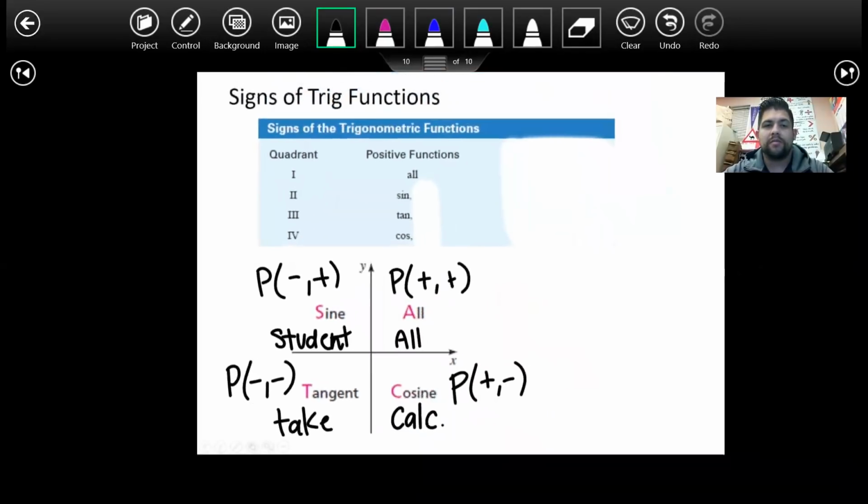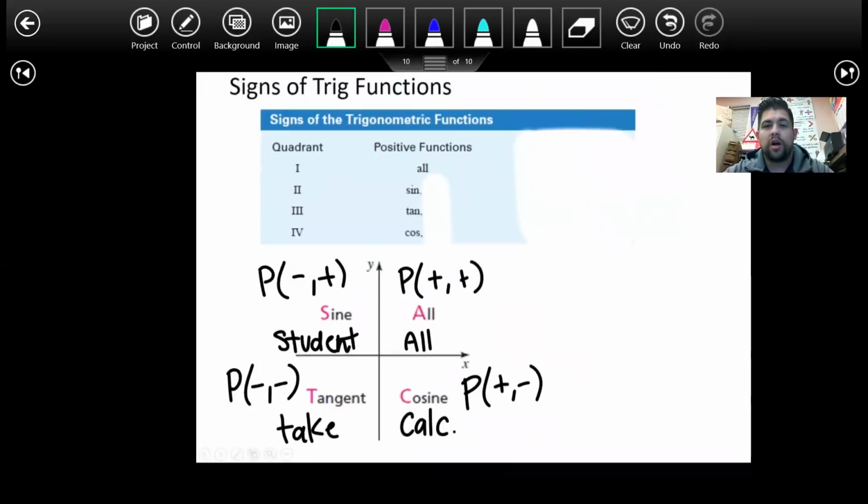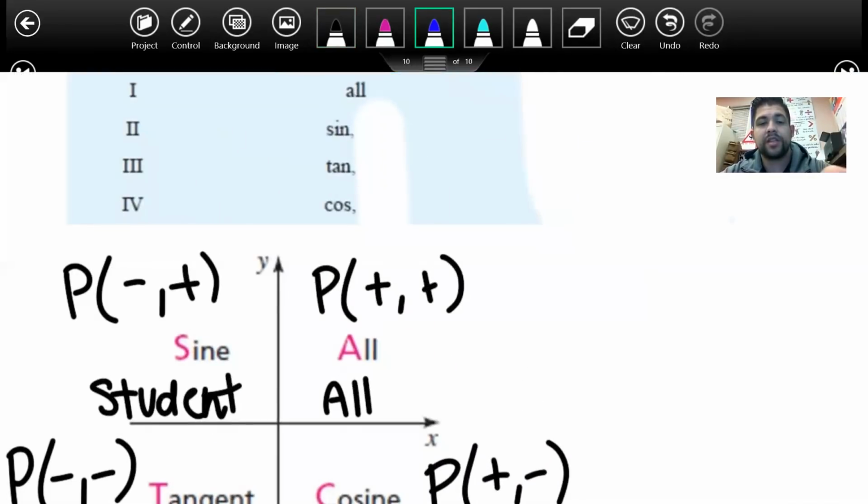But looking at how to identify these functions and whether they're positive or negative is associated with this: All Students Take Calculus. Or if you write out the coordinate points, you can identify, okay, this is going to be my cosine, this is going to be sine. So both of them are going to be positive, therefore tangent, which is a ratio between them, will be positive.